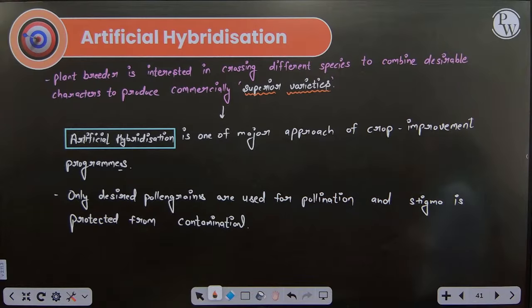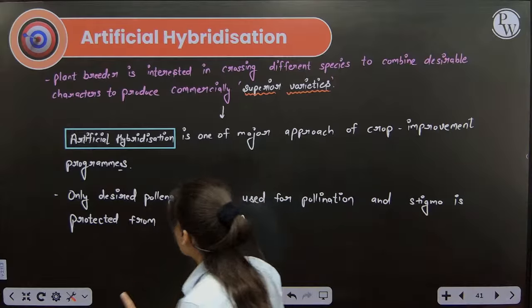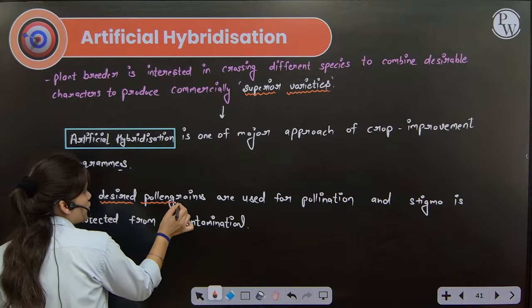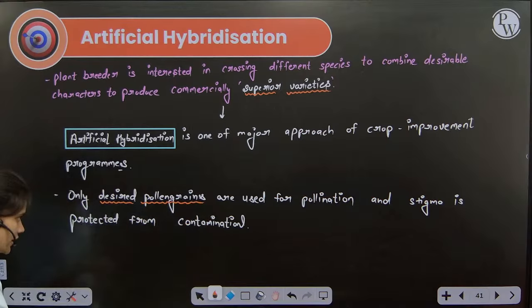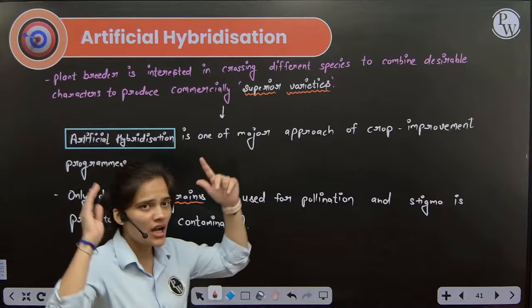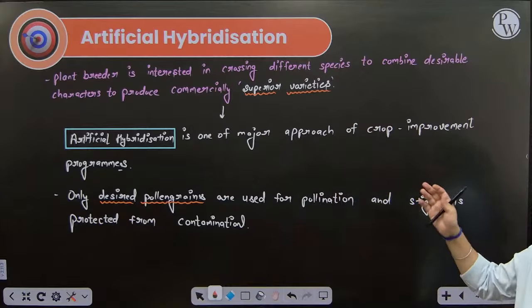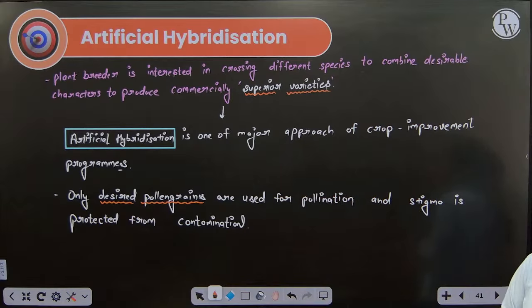One thing needs to be remembered: only desired pollen grains are used for pollination, and the stigma is also protected from contamination by unwanted pollen grains. So what is artificial hybridization? What are the steps? We'll see.